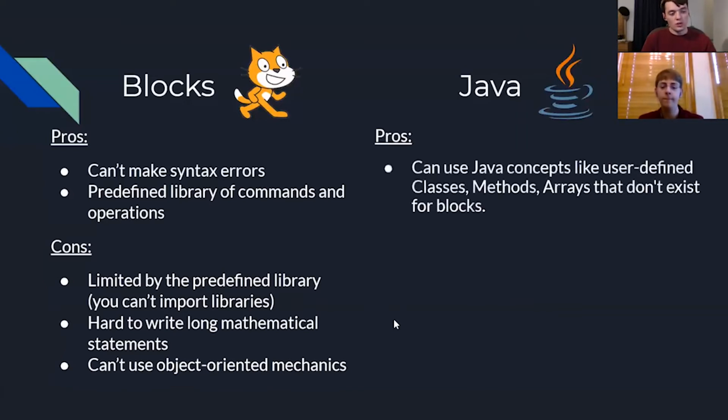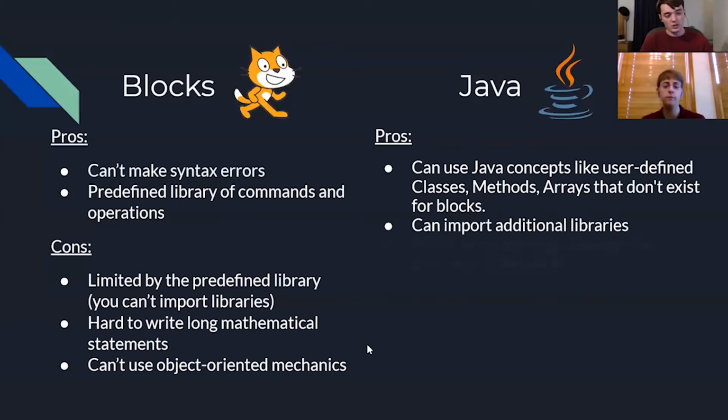With Java, a lot of our pros are the inverses of our cons for blocks. For example, if you're using Java, you're able to use more advanced concepts like classes or methods or arrays, things that simply don't exist in blocks because they would have been far too complicated to have made. You also can import additional libraries. If you're wanting to use some mathematical method or some other method that some other programmer has written, you can simply call those into your code and reference it as if it was a method you had written for yourself. You simply can't do that in blocks.